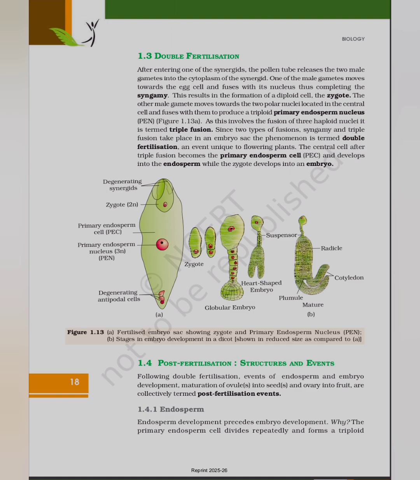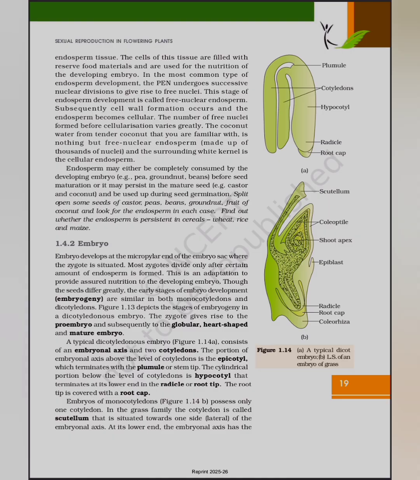Endosperm. Endosperm development precedes embryo development. Why? The primary endosperm cell divides repeatedly and forms a triploid endosperm tissue. The cells of the tissue are filled with reserve food materials and are used for the nutrition of the developing embryo. In the most common type of endosperm development, the PEN undergoes successive nuclear divisions to give rise to free nuclei. This stage of endosperm development is called free nuclear endosperm. Subsequently, cell wall formation occurs and the endosperm becomes cellular.